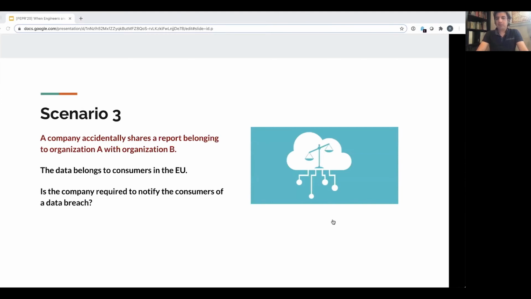Now let's take a look at the third and final scenario. A company accidentally shares a report belonging to organization A with organization B. The data belongs to consumers in the EU. Is the company required to notify the consumers of a data breach? Third-party sharing is an example of how data breaches may result merely from poor navigating of data protection risks that can lead to compromise of consumer expectations.